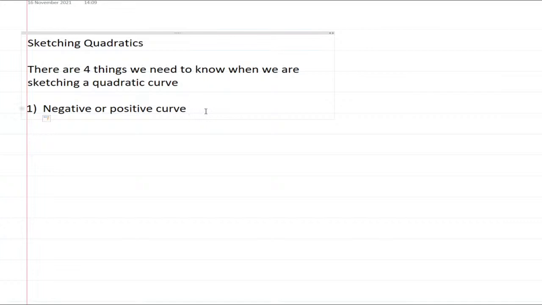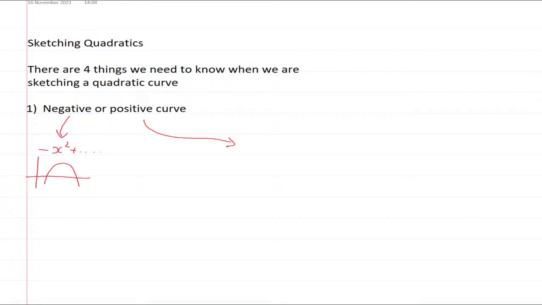Now, I might as well write this down. A negative curve is when the number in front of the x squared is negative. A negative curve would be something like minus 2x squared plus and so on. And this looks like a U shape. A positive curve is when it's, I don't know, 2x squared.